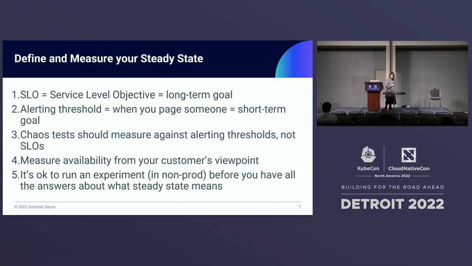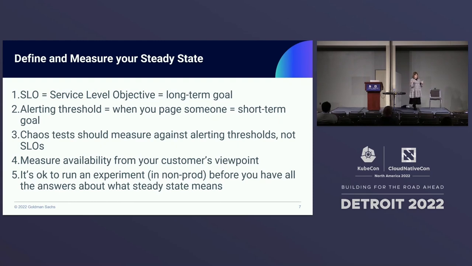So let's go into defining and measuring your steady state. When we talk about steady state, it's how your system is supposed to behave if everything is going well. And typically, when we talk about observability and resilience, we talk about an SLO, a service level objective. That's usually measured over a longer period of time, something like 30 days. You might say, we want 99.9% of requests to return a successful response over a 30-day or 90-day period. That's extremely important because you don't want to be impacted by little blips, where for 5 minutes something happened, for 3 minutes something happened. You want to be able to maintain that SLO consistently over the long term.